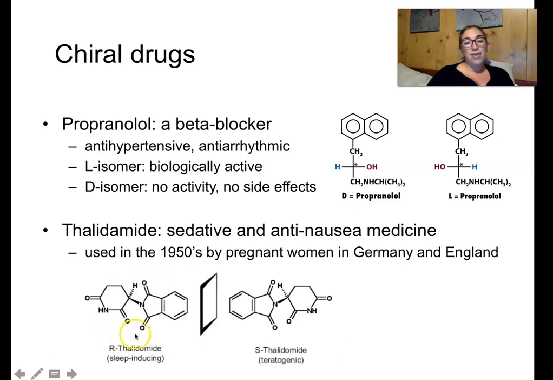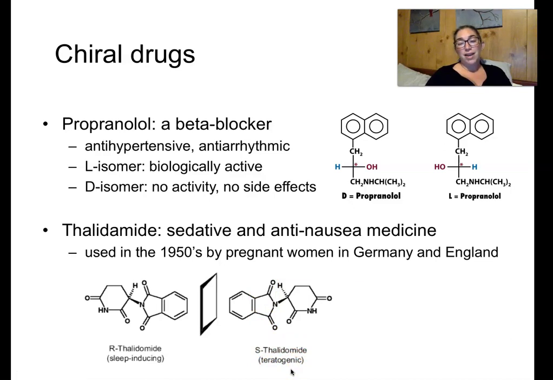So it turns out that thalidomide is a racemic mixture. It's half and half right and left-handed versions of the same molecule. And the right-handed version is good at inducing sleep and reducing nausea, but the left-handed version is teratogenic. That means it induces birth defects.